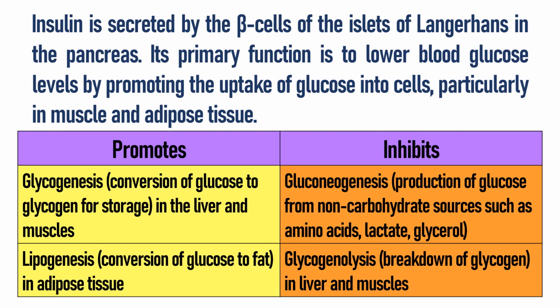Insulin is secreted by the beta cells of the islets of Langerhans in the pancreas. Its primary function is to lower blood glucose levels by promoting the uptake of glucose into cells, particularly in muscle and adipose tissue, as part of metabolic effects. Insulin promotes glycogenesis, that is, conversion of glucose to glycogen for storage in the liver and muscles, and lipogenesis, that is, conversion of glucose to fat in adipose tissue. It also inhibits gluconeogenesis, which is the production of glucose from non-carbohydrate sources, and glycogenolysis, which is the process of breakdown of glycogen into glucose.